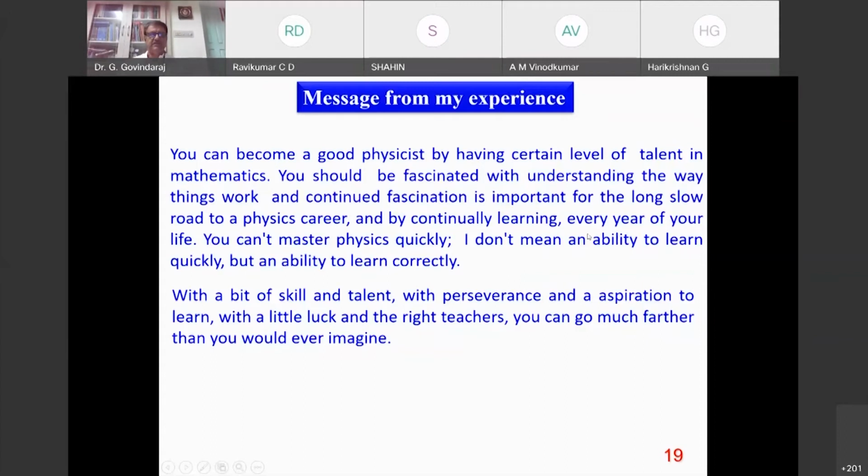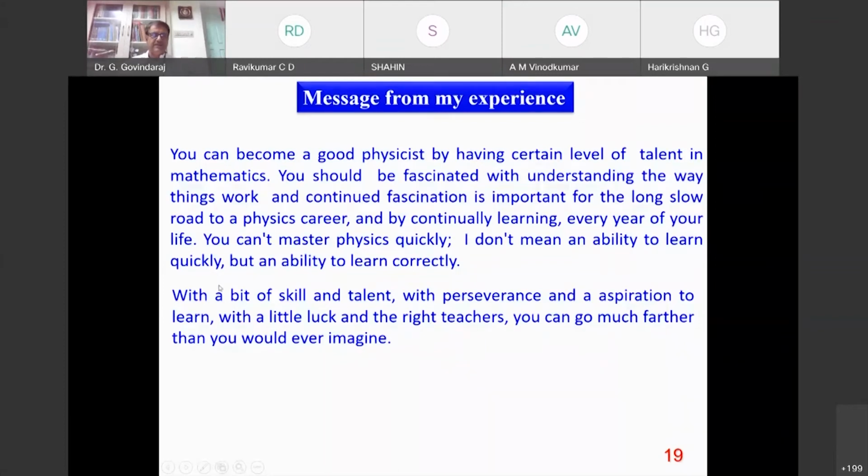You're learning continuously over the years. You cannot master physics quickly. I don't mean an ability to learn quickly, but an ability to learn correctly. This is very important. You can learn quickly, but we must learn really correctly. Once you learn correctly, then you start thinking about that problem and whether anything can be done over that.